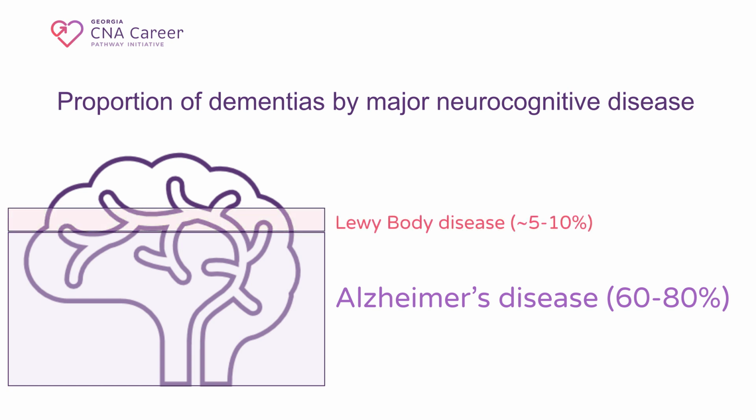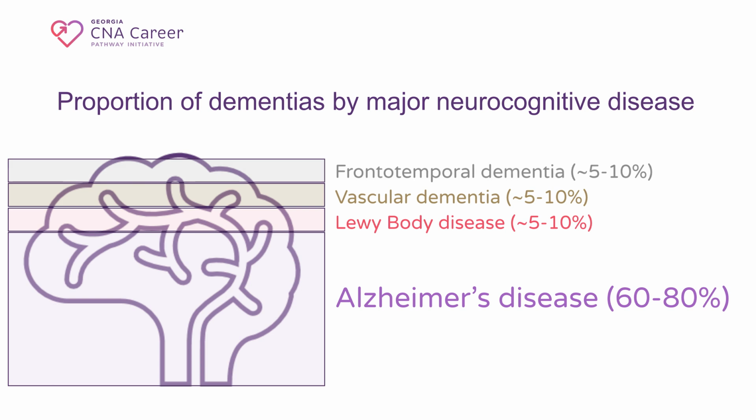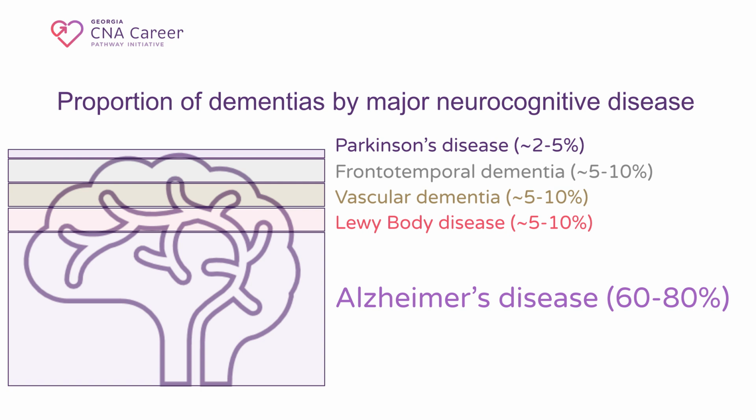Lewy body disease only accounts for a small proportion of cases of dementia symptoms, but the symptoms tend to be severe. We'll talk more about Lewy body disease momentarily. Accounting for roughly equal proportions of dementia symptoms are vascular dementias and frontotemporal dementias. Vascular dementias are almost undoubtedly underdiagnosed. We'll speak more about these momentarily.